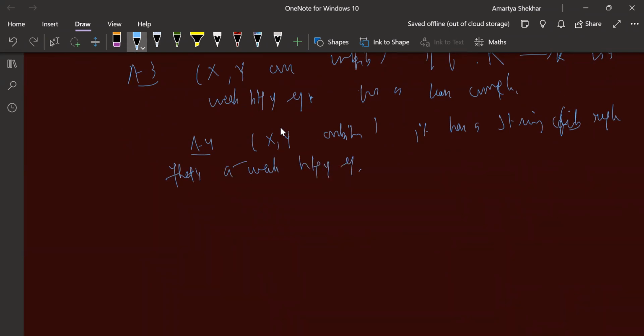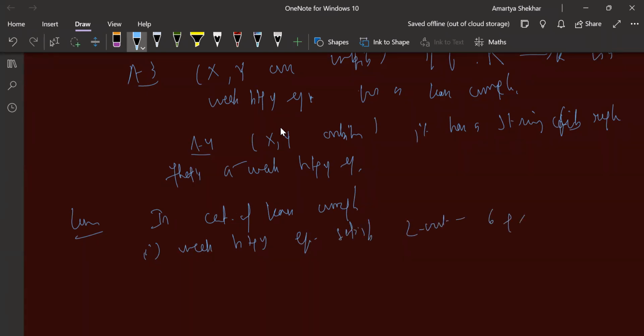That's weak homotopy equivalence. So yeah, so now I'll just state the lemmas. I don't have time for the proof. In the category of Kan complexes, weak homotopy equivalences satisfy the 2 out of 6 property and are closed under retracts in the sense of, so let me write this in brackets, in the sense of A2.